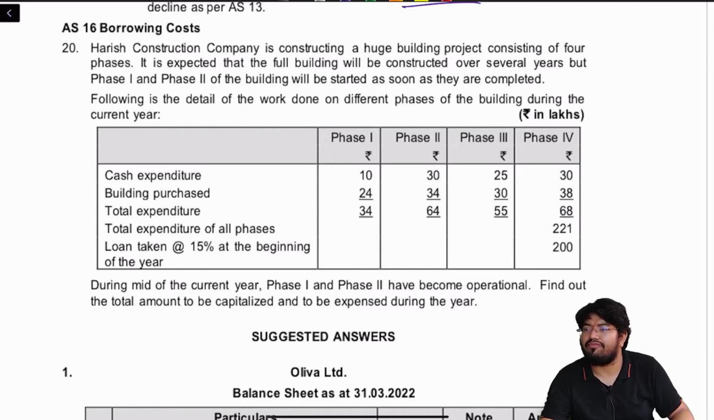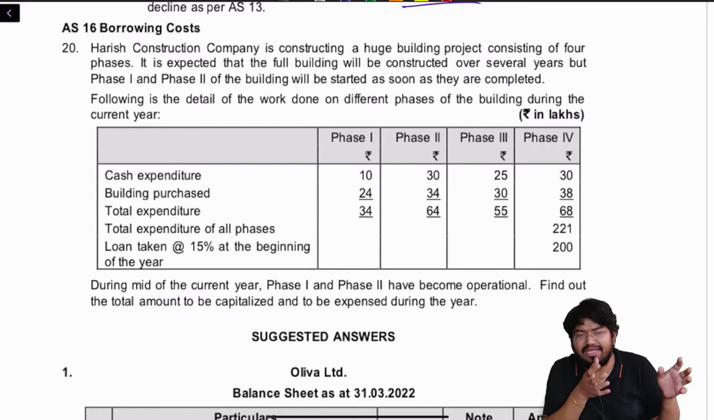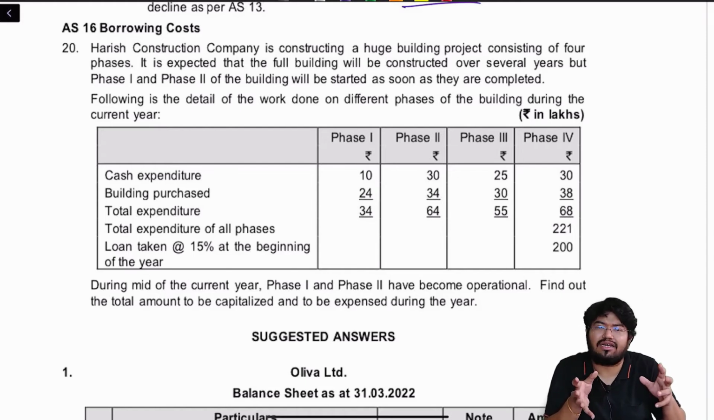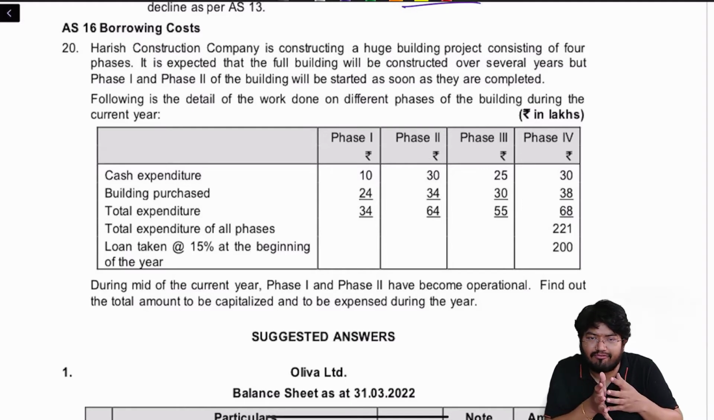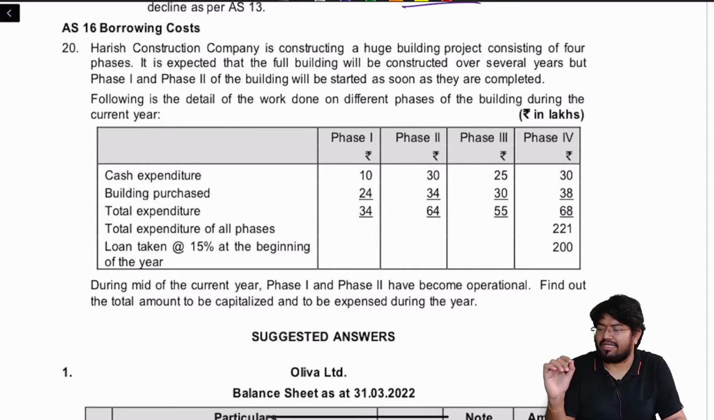Now out of this 34 and 64, cash expenditure is only what you are supposed to look at, because building purchased is different. Building purchase means what? It is actually bought out as it is. You are supposed to consider borrowing cost only to the extent of the expenses incurred for getting the asset ready. So in this case 24 lakhs and 34 lakhs you will not be able to consider. So that is number 1.